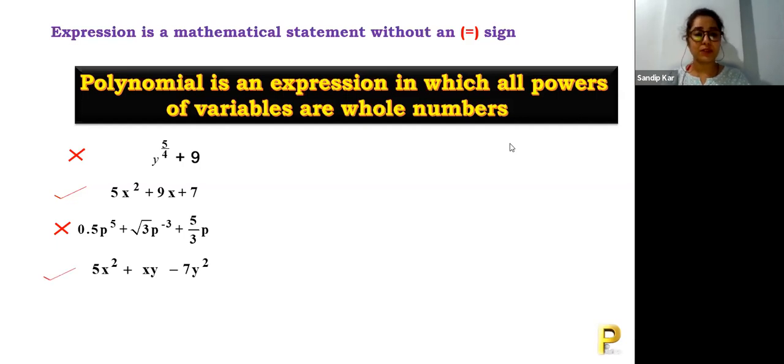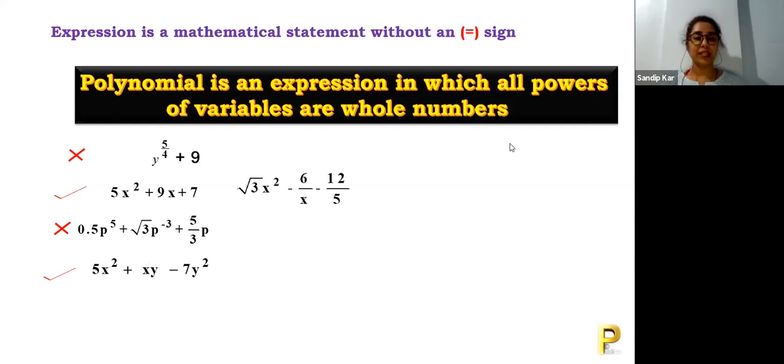5x squared plus xy minus 7y squared. Check out the variables. All have the powers as whole numbers. It is a polynomial. Now we have some complicated questions. I'm just scaring you, don't worry.